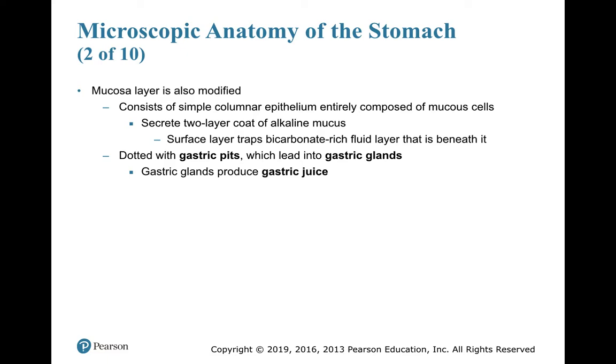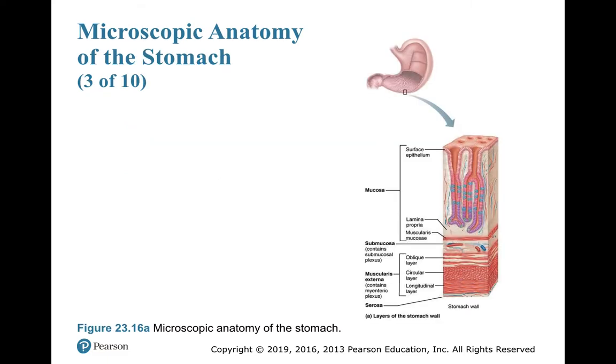The mucosal layer is modified. It consists of a simple columnar epithelium entirely composed of mucus cells. They secrete 2 layers of an alkaline mucus. That surface layer traps bicarbonate-rich fluids beneath it. It is dotted with gastric pits, which lead into gastric glands, and those gastric glands are going to produce gastric juice, which are the digestive materials.